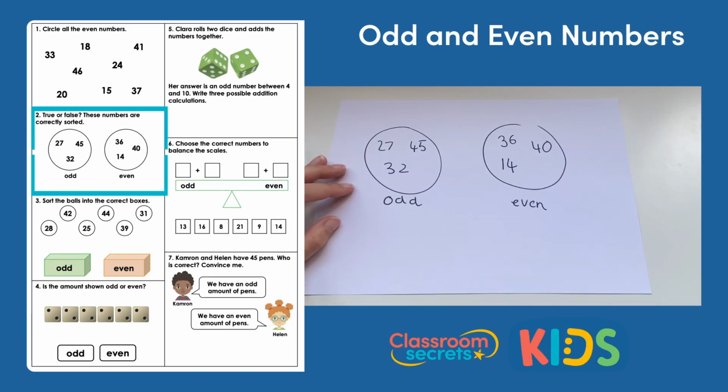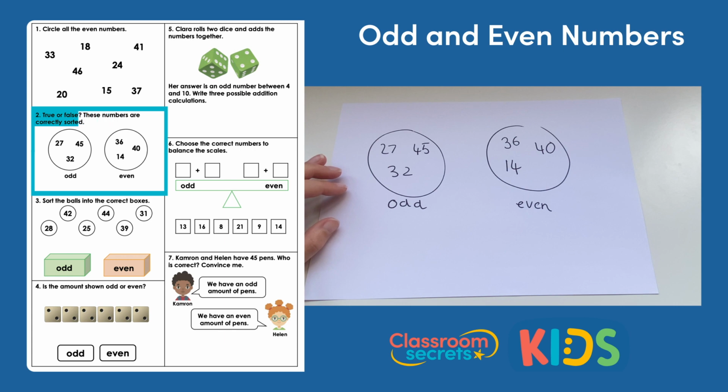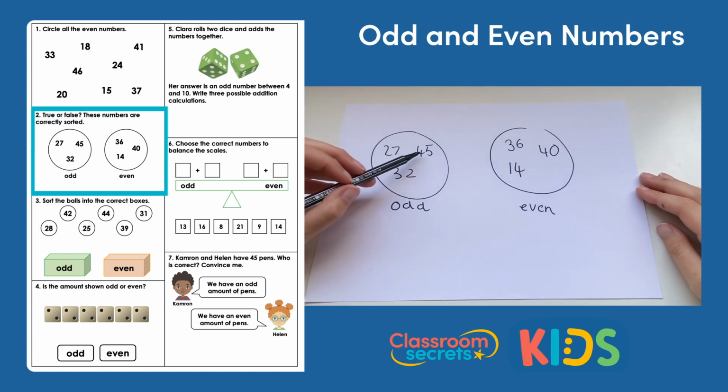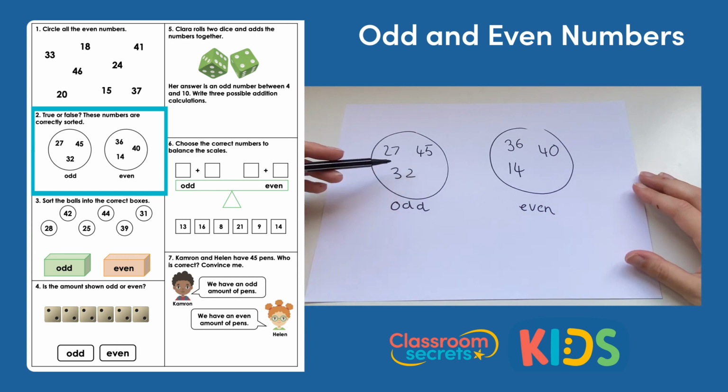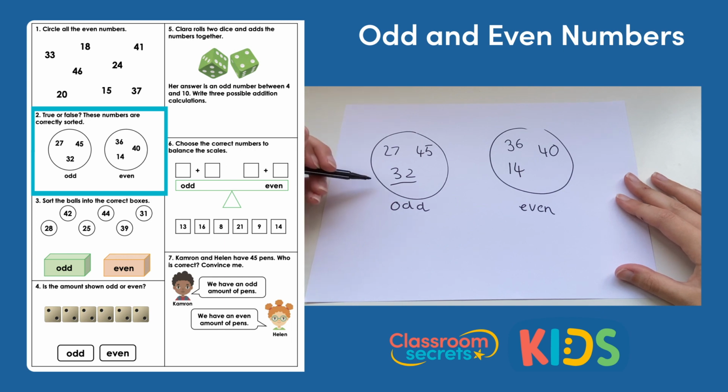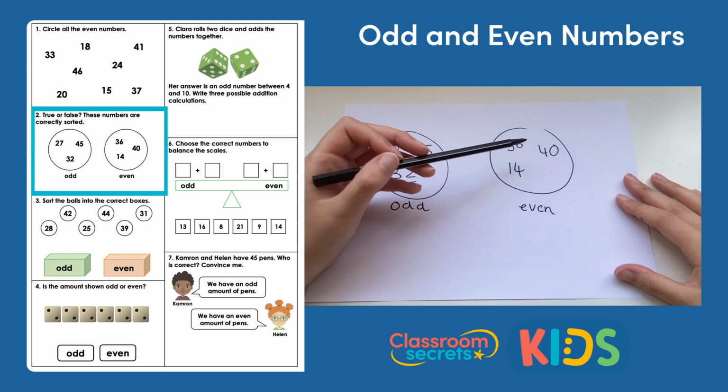Question 2, true or false? These numbers are correctly sorted. Let's look at each hoop, starting with odd. These are numbers that we can't share by 2. So 27, that's correct. 45, that's correct. They can't be shared by 2. But 32 ends in a 2, a jump of 2, so that should be even. That's a mistake.